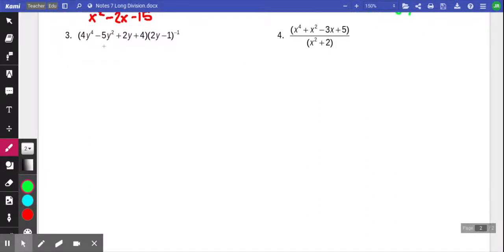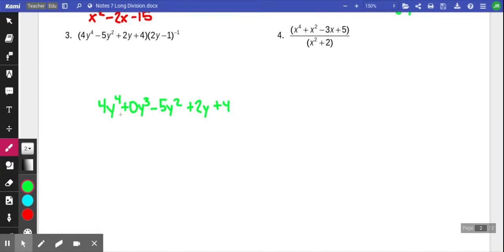All right, so this next example, I'm writing down 4y to the fourth. And as I'm getting ready to write the next term, I recognize the fact that after y to the fourth, the next term should be y to the third, and this one doesn't have that. So I'm missing a term, so I need to make sure that I put in a placeholder. So that means I'm going to put in 0y to the third. And then I'm going to put in my minus 5y squared. And then I have my plus 2y, and then my positive 4.